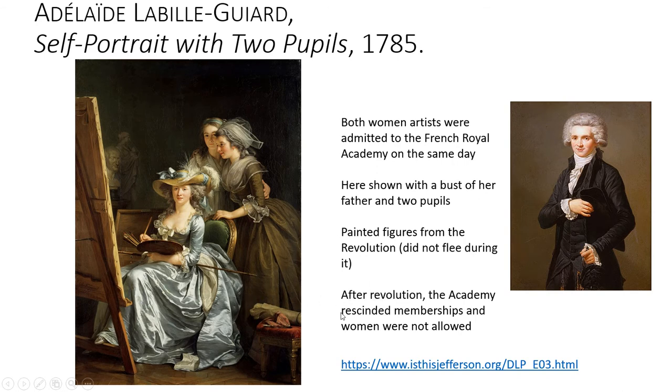Vigée Lebrun, of course, is working for the monarchy. She flees France when the revolution happens, but Labille-Guiard stays because she is in line with the revolutionaries. As a matter of fact, she has painted Robespierre. Over here is this portrait that she painted. Both females were allowed into the French Royal Academy on the same day. However, after the revolution, the Academy rescinds their membership, and women were no longer allowed into the Academy for now.